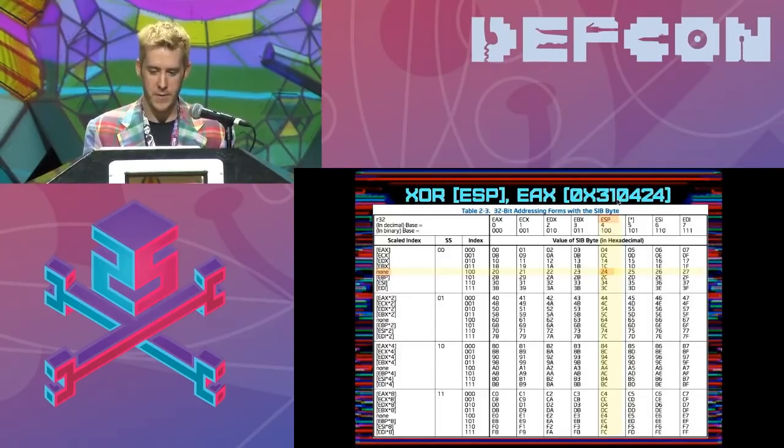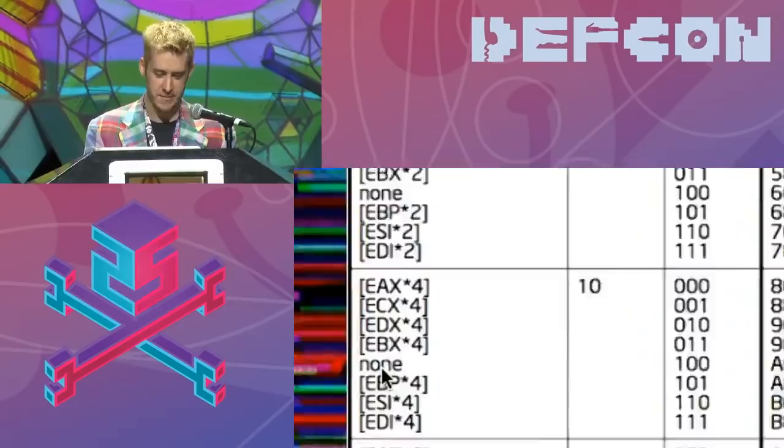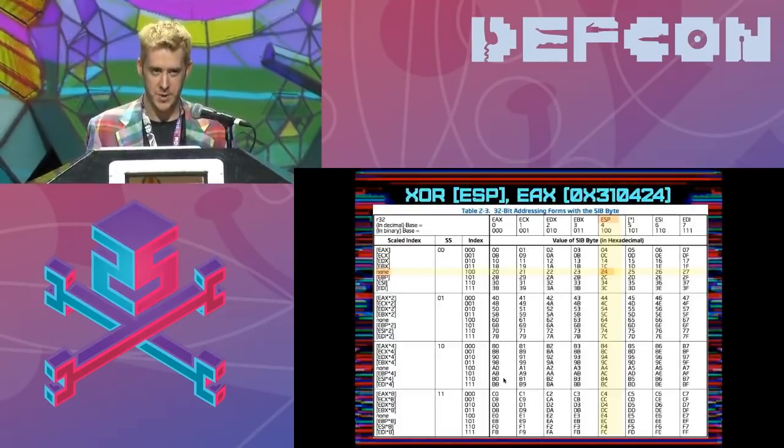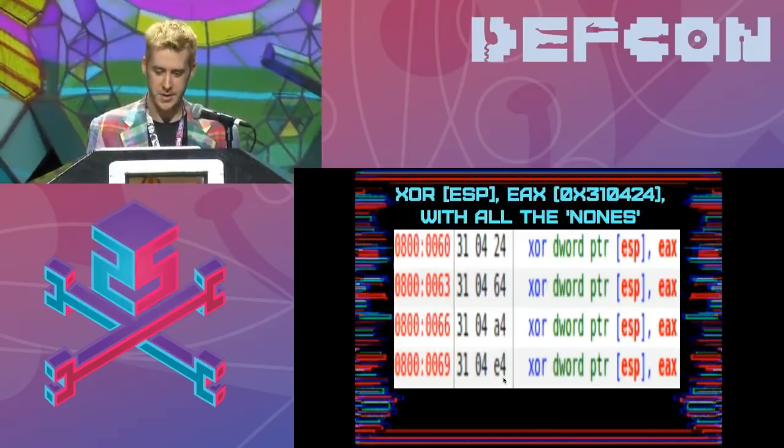So we have our 31 for XOR, 04 from the mod R/M table, and then 24 from this table. And one question that I first asked when I was looking through this and coding it manually is, we have this none here, but what's the difference between that none and this none and that none? Because we're not scaling any registers, so it doesn't matter. That's literally saying none. What's the difference? None.